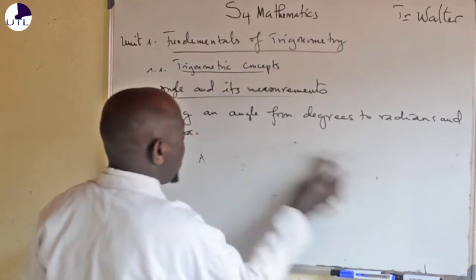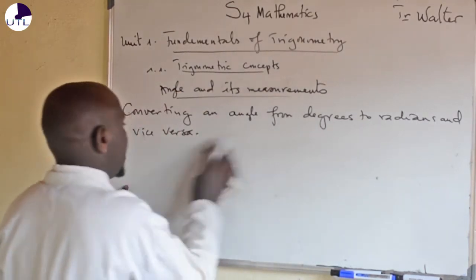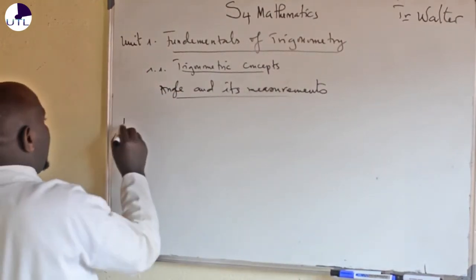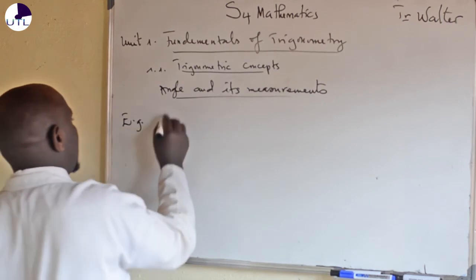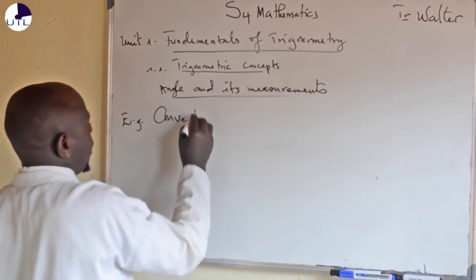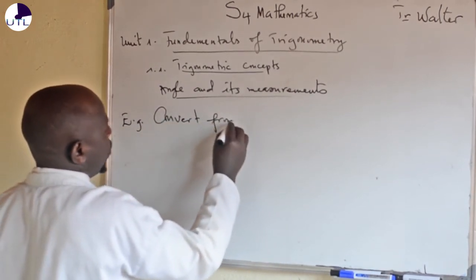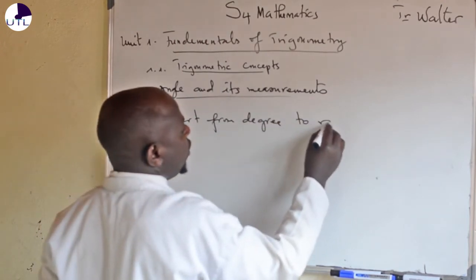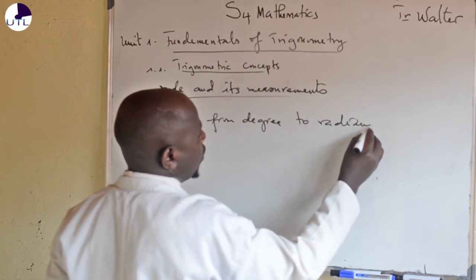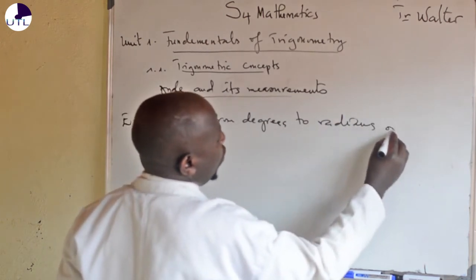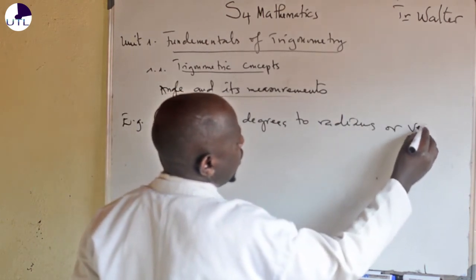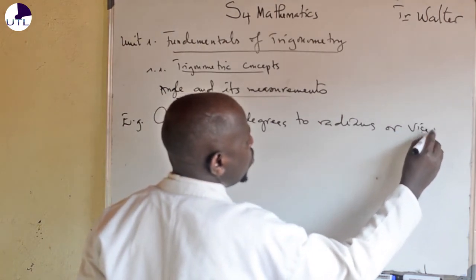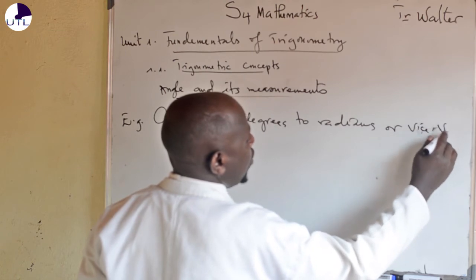So, ladies and gentlemen, let's have an example. Convert from degree to radian, or vice versa, because we can also come from radian to degrees. It depends on what we have.